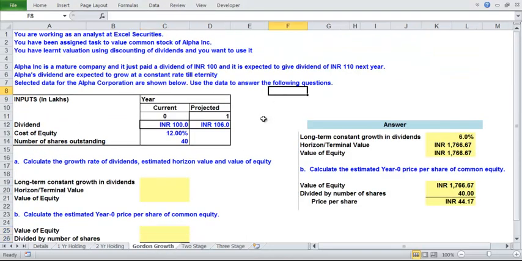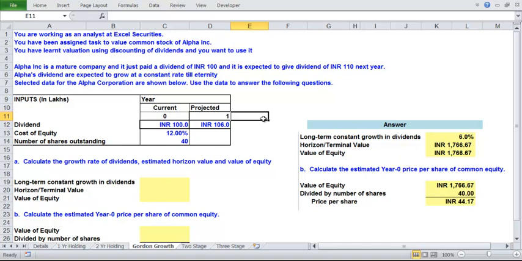In this video, we are going to cover the Gordon growth model. Now, what is the Gordon growth model? The Gordon growth model assumes that the company's dividends are growing at a constant rate till perpetuity, till infinity. And we have to find out the value of the company. Please note that the value of the company is also called the terminal value or horizon value.